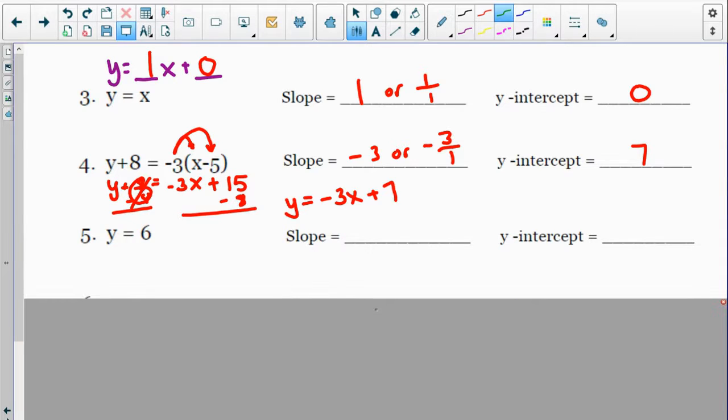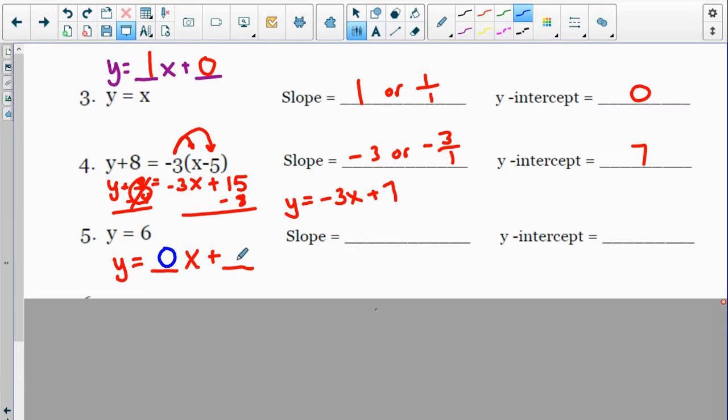Number 5. This time we just have the equation y equals 6. Let's see. y equals something x plus something. Okay, so I've got to think about what number we multiply by the x here to make it. Oh, wait a minute, there's not even an x in the equation. So what do I multiply by x to make it go away? If I multiply by 1, 1 times x is still x. So in this case, I think I actually have to multiply it by 0, because then 0 times x is 0.